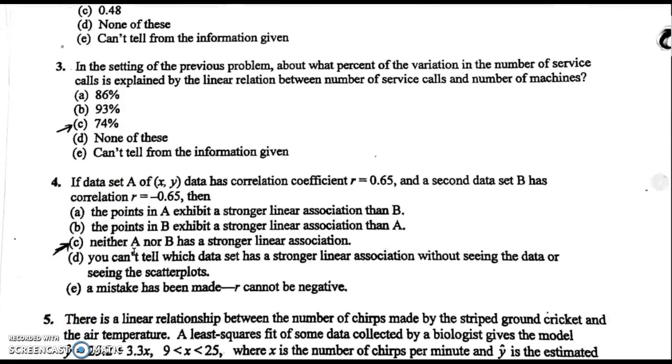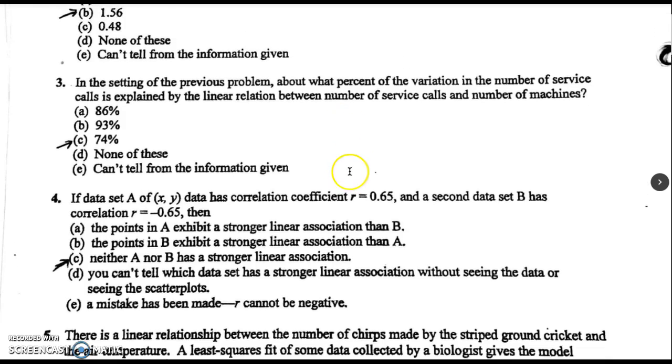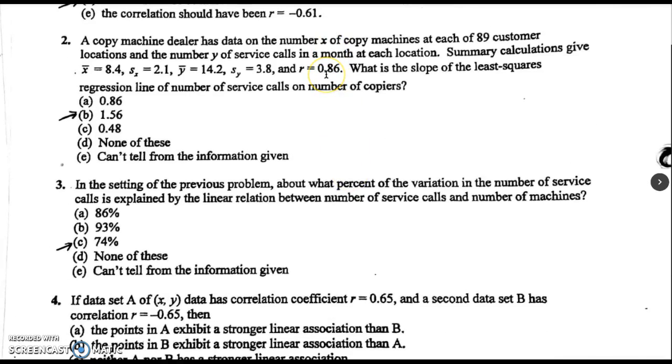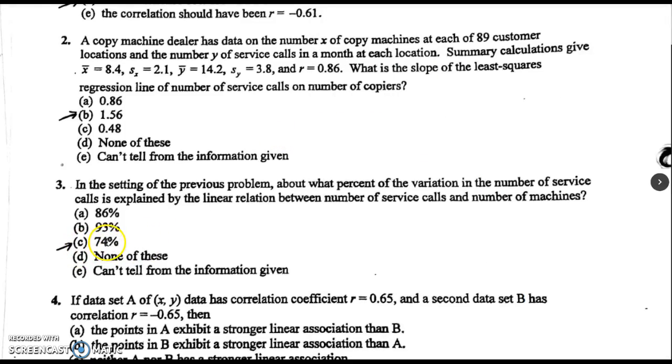Question 3. In the setting of the previous problem, about what percent of the variation in the number of service calls is explained by the linear relation between number of service calls and number of machines? This is one of those problems where they're not telling you what to do, but the cue in the problem is this is the phrase for the r squared value. So if r is 0.86, you have to figure out r squared. We're going to go back to the calculator and do 0.86 squared. And that is 0.7396. So we have 74% for number 3.